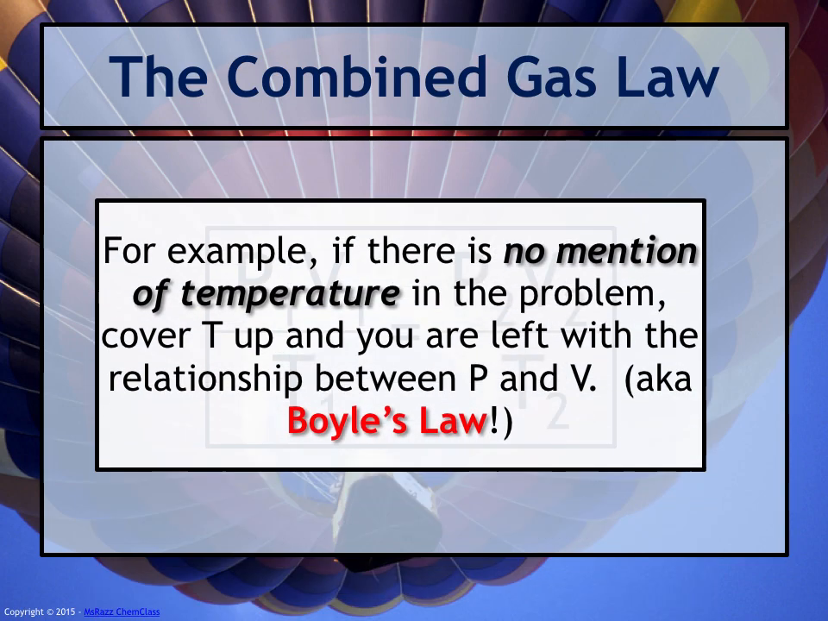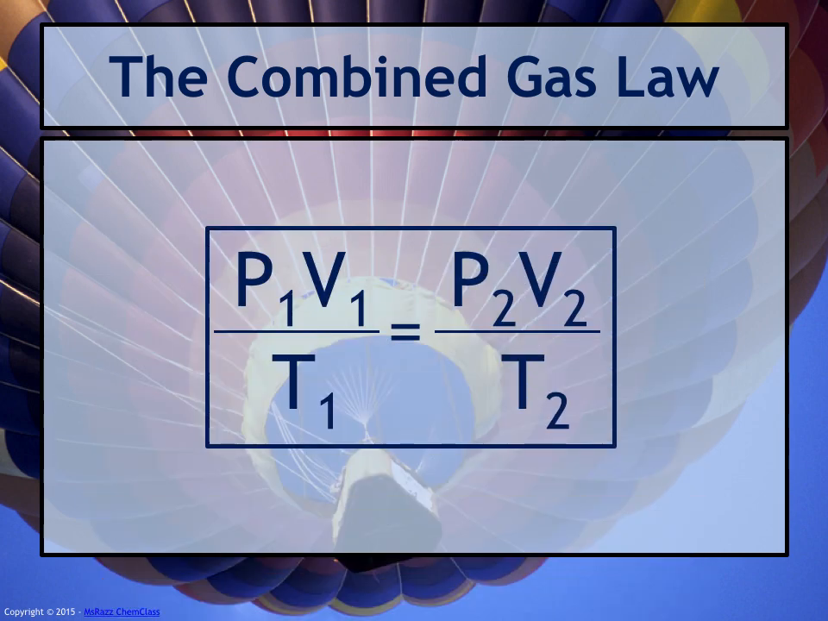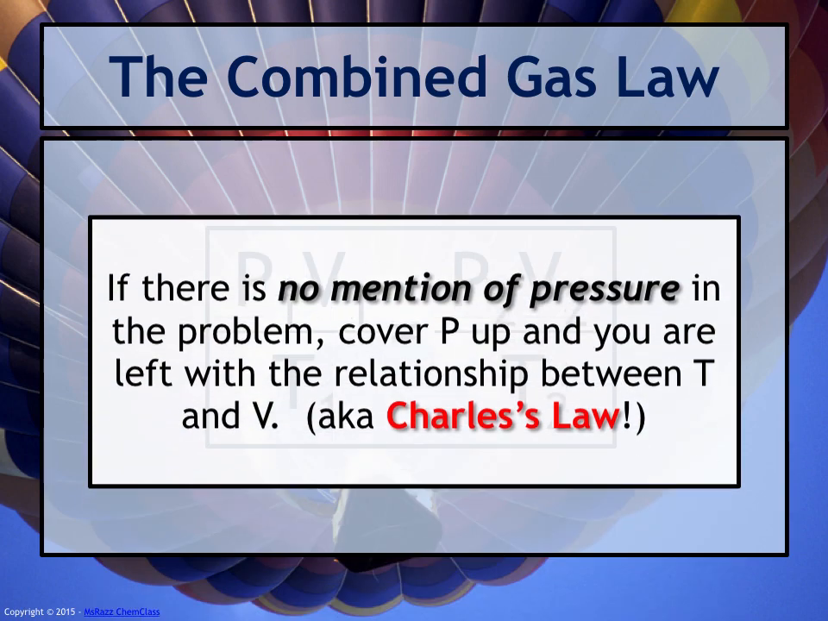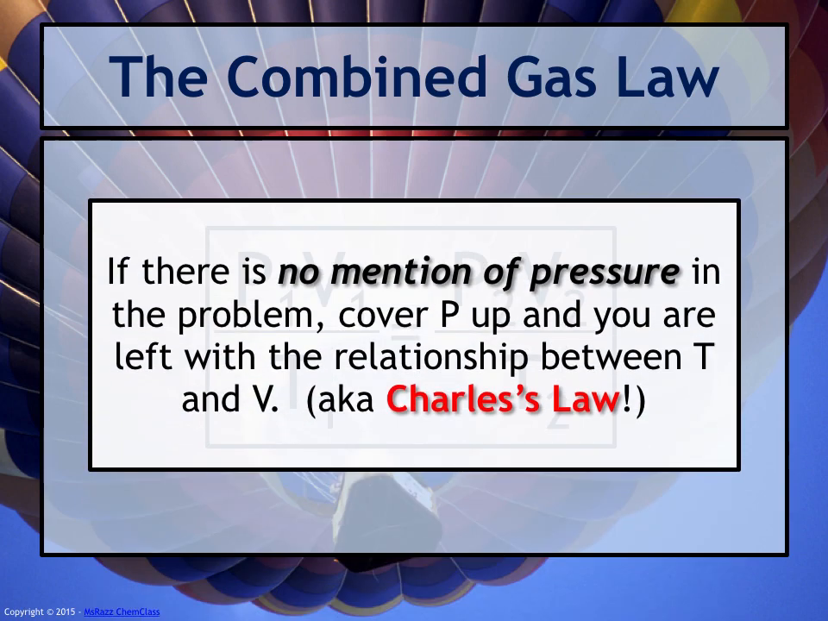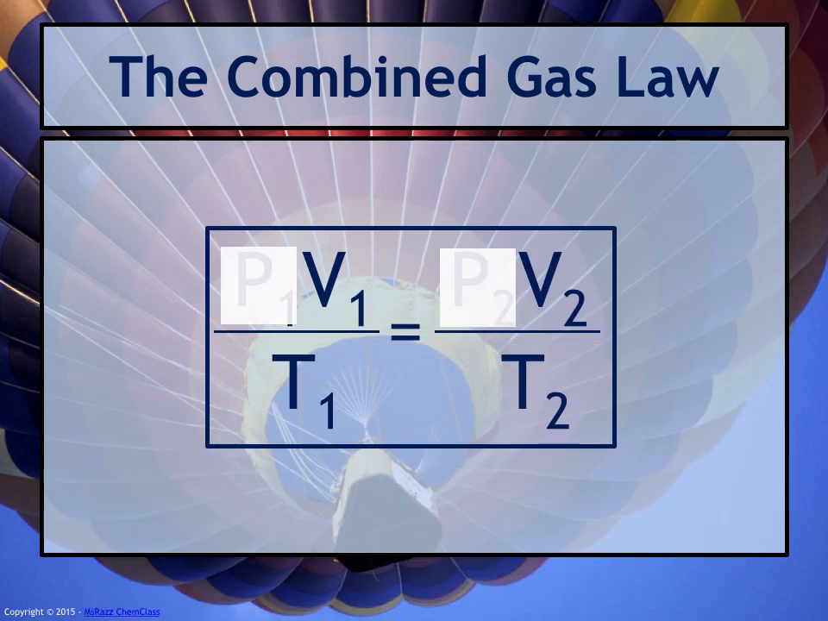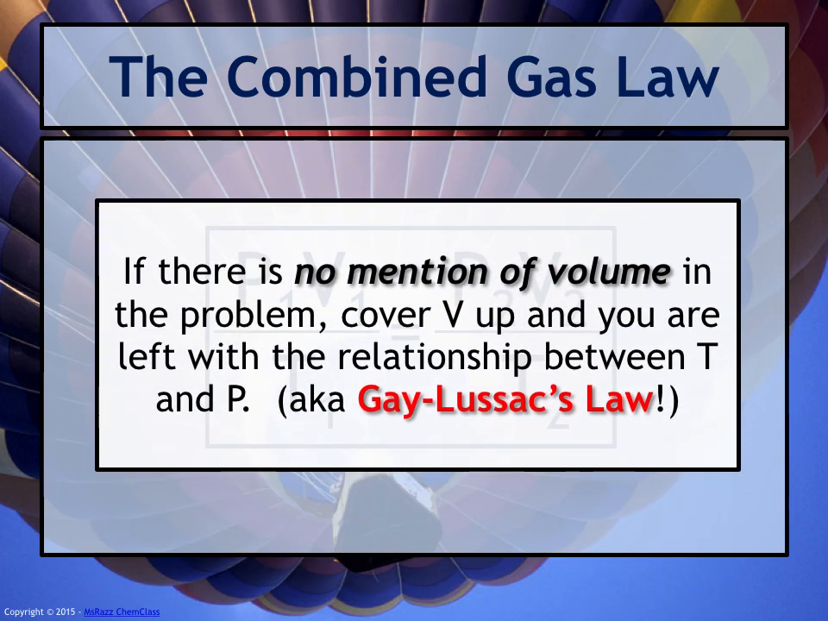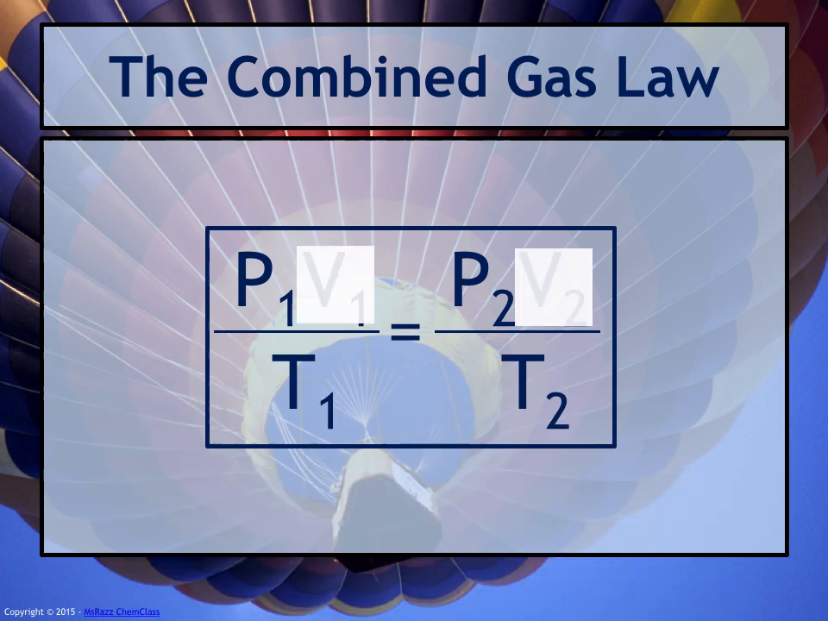So for example, if you have a problem where there's no mention of temperature, then you can just cover up the T and you're just left with the relationship between pressure and volume, which is Boyle's law. So P1 V1 equals P2 V2. If there's no mention of pressure, then you cover up the P and now you're left with the relationship between temperature and volume, or Charles' law. Now we have V1 over T1 equals V2 over T2. Finally, if there's no mention of volume, same thing, we can cover that up, and now we have P1 over T1 equals P2 over T2. And again, that's called the combined gas law.